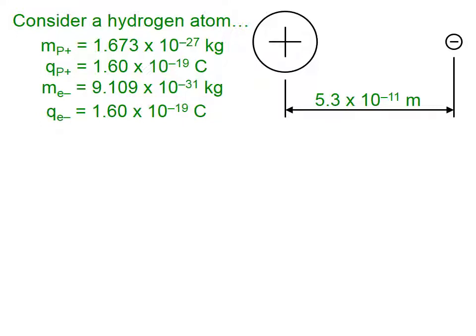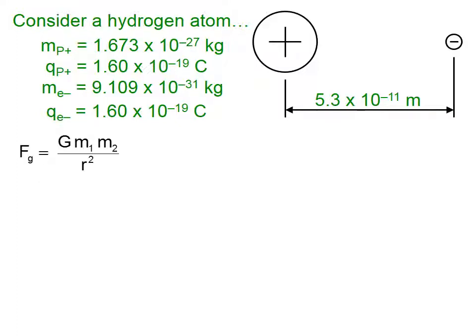And then I've recorded here the charge on a proton, 1.60 times 10 to the negative 19th coulombs, and the charge on an electron, which is also 1.60 times 10 to the negative 19th coulombs. Now, of course, we consider an electron to have a negative charge and a proton to have a positive charge, but we're ignoring that in this analysis because it's not required. All we're worried about is the strength of the interaction. But you should know that a proton has the same quantity of charge as an electron. And in coulombs, that quantity of charge is 1.60 times 10 to the negative 19th coulombs.